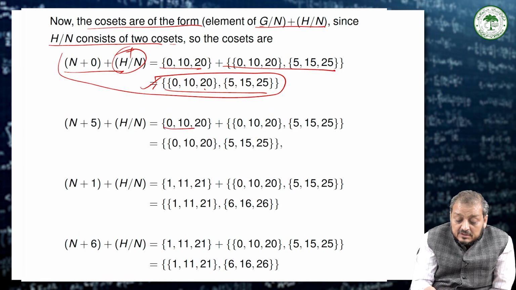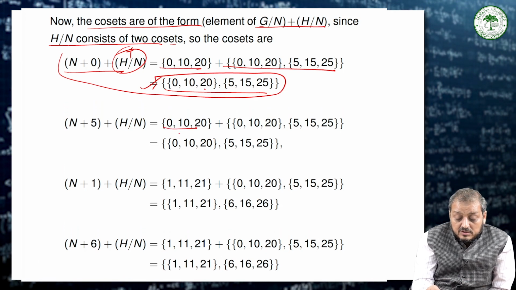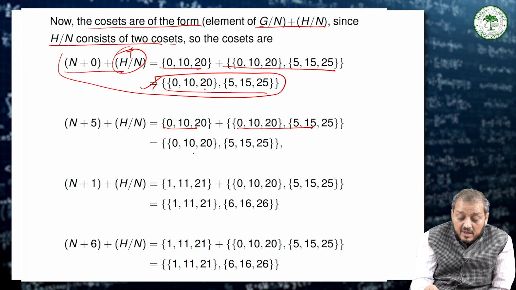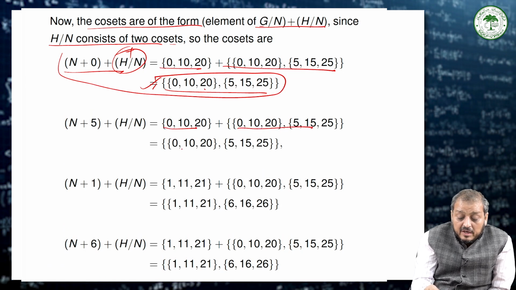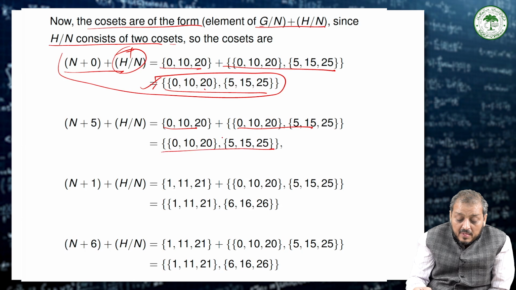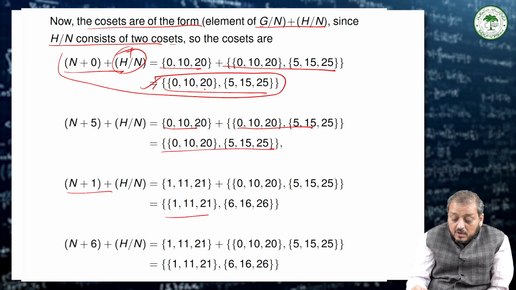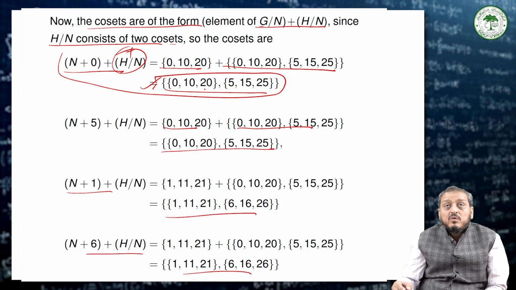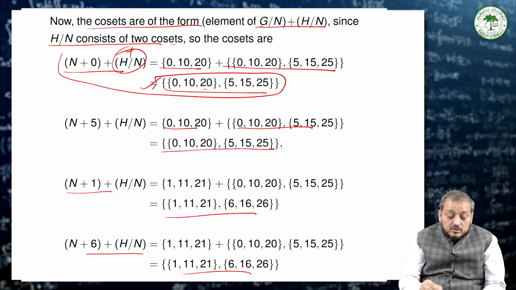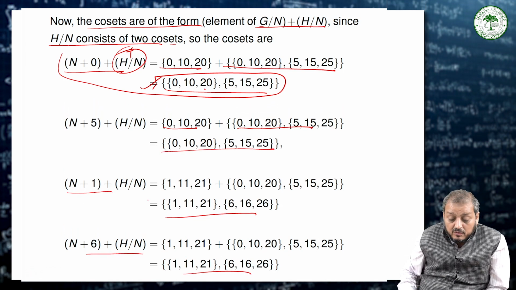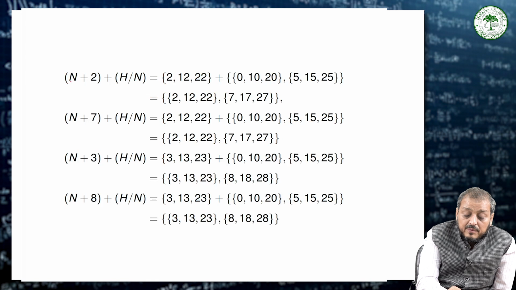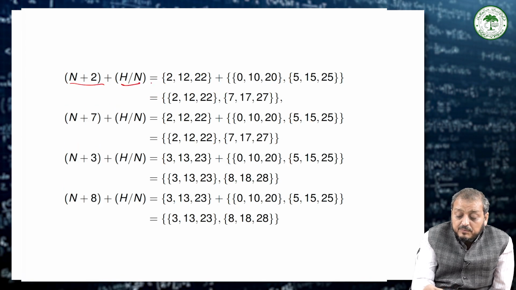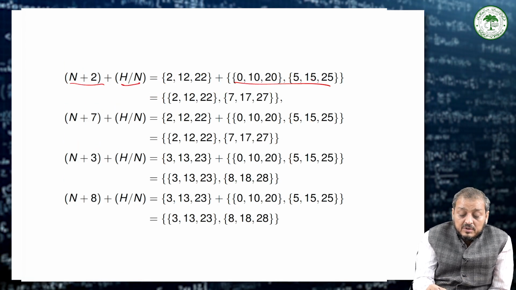Similarly 5 gives 0, 5, 10, 20 in this form, and then we have N plus 5, so this is again in this form. Similarly N plus 1 in this form, and this we have to calculate in this form. So we have all the different cosets to calculate. Similarly N plus 2, and then we have to calculate H by N on the back side.